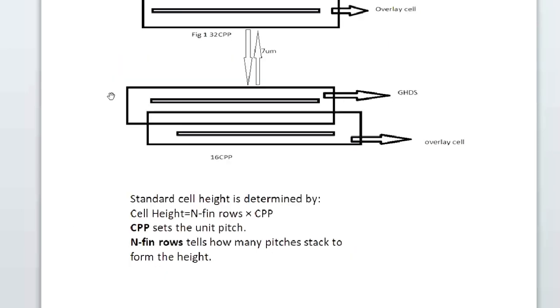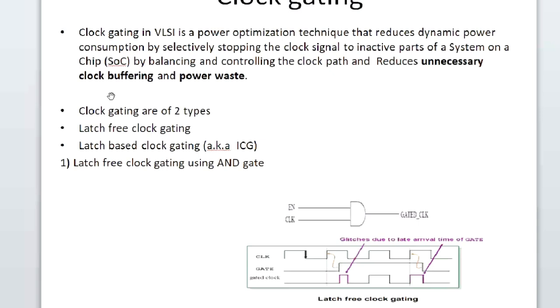Can we go for clock gating? Clock gating is a power optimization technique to reduce the dynamic power dissipation. Because of clock gating we can reduce the unnecessary clock buffering and the power wastage. There are two types of clock gating: one is latch-free clock gating and one is latch-based clock gating, also known as ICG.